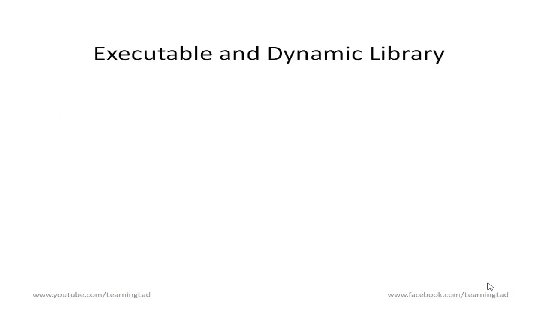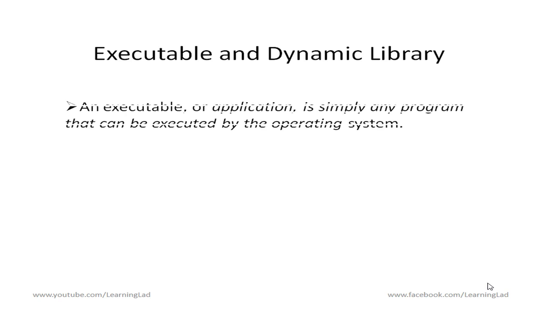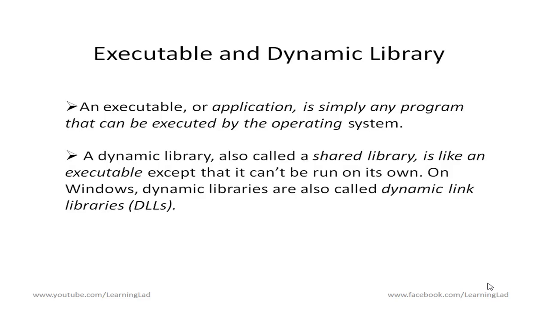So now we're going to see what is an executable and a dynamic library. An executable or application is simply any program that can be executed by the operating system. For example, we have Notepad and WordPad and any other applications which we execute in our computer. The operating system can easily execute them. A dynamic library, also called a shared library, is like an executable except that it can't be run on its own. An application file can make use of these dynamic library files. On the Windows operating system, these dynamic library files are also called DLL files or dynamic link libraries.